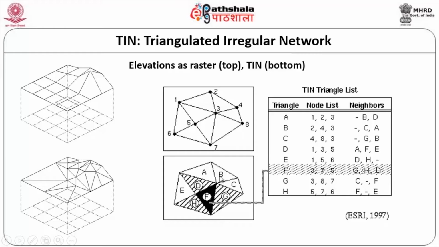Similarly, for B, onto the left is your C, onto the right is your A, and it is bound by 2, 4, 3 or 2, 3, 4, does not matter. So, this is how it goes. Each and every triangle is described with a node as the context. That is what I was telling you. TIN is more of a raster plus vector data.